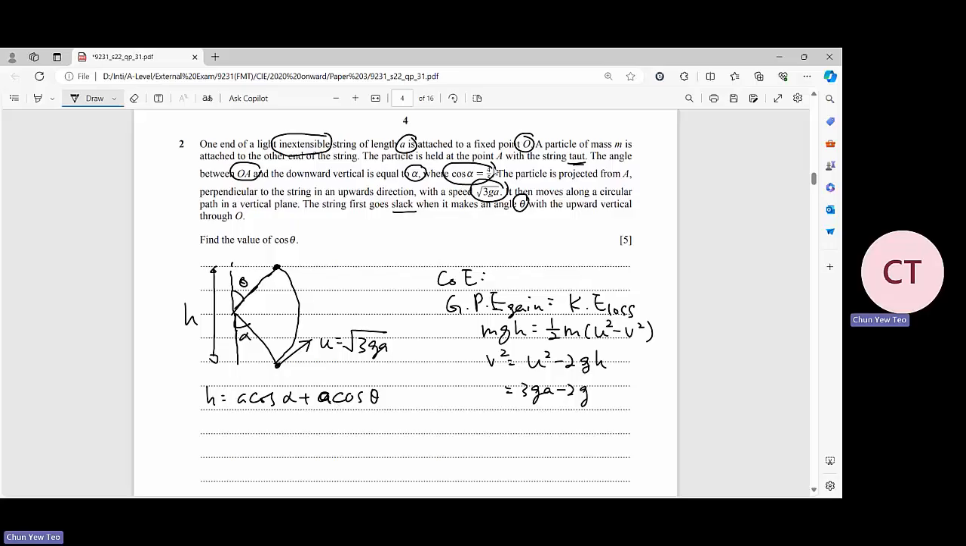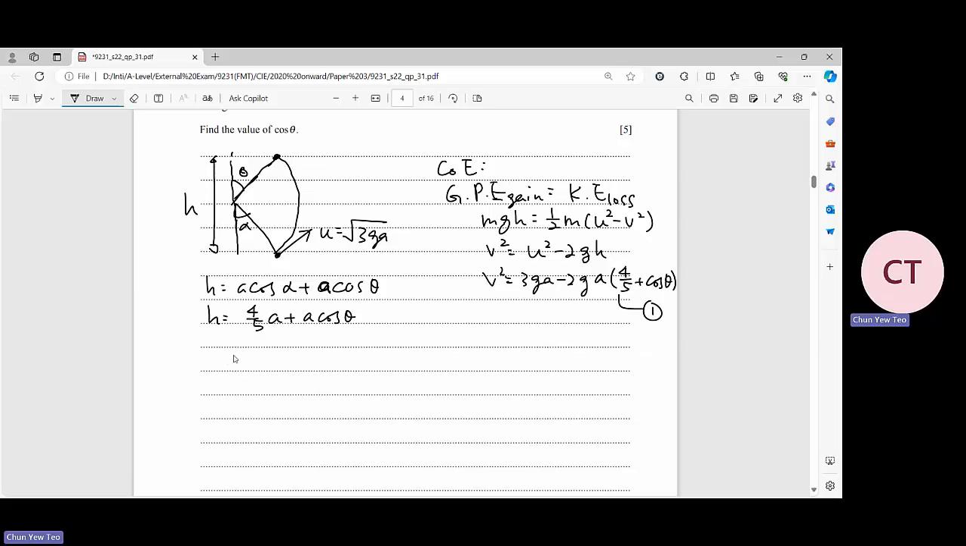We already know cos alpha is 4 over 5. So this one is 4 over 5 a plus a cos theta. That is your h. So I just put it here. I get 4 over 5 plus cos theta. That is my v square. I call this one equation number 1.